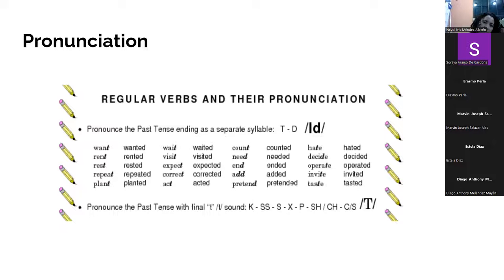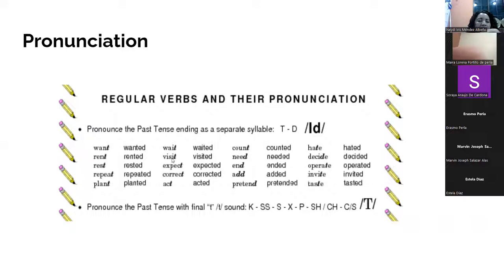For example, want. What is the past or the past participle of want? How do you pronounce it? Wanted, right? So all of these words are going to be pronounced as "id", right? Rent, rented. Rest, rested. Repeat, repeated. Plant, planted. Okay. What is the past of wait? Waited. Very good. Visit. What is the past of visit? Visited. Very good. Expect. Expected. Correct. Corrected.